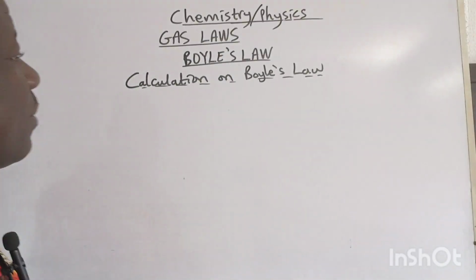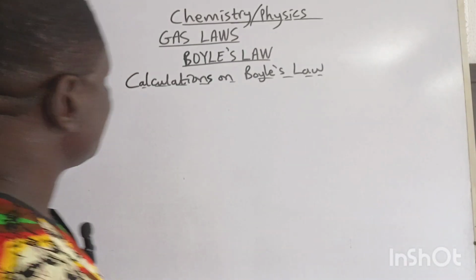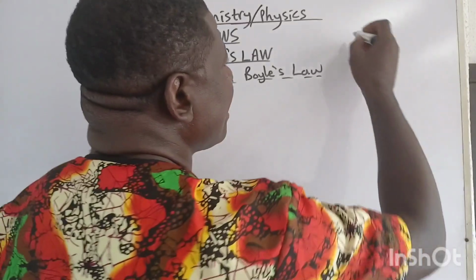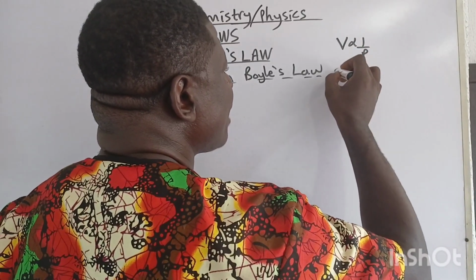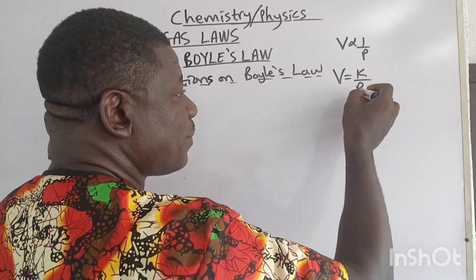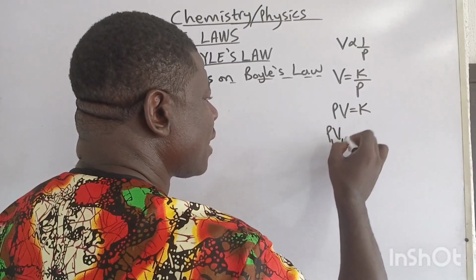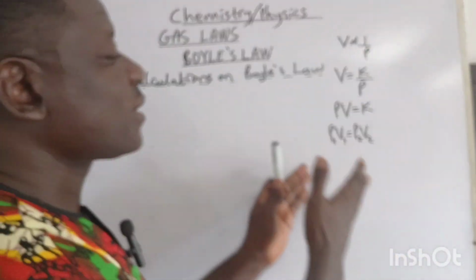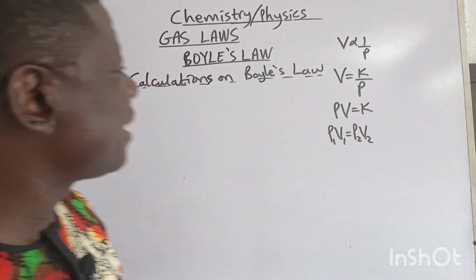Today we are going to be looking at some calculation on Boyle's Law. Now, before we go to the calculation on Boyle's Law, remember in our previous video, I said volume is inversely proportional to pressure. Then from there, we have V equals K over P, where K is the constant of proportionality. When we cross multiply, P times V is PV equals K. So that will give us P1 V1 equals P2 V2. It can still be equal to P3 V3. So this shows that the product of pressure and volume will always be a constant value, provided temperature is being kept constant.